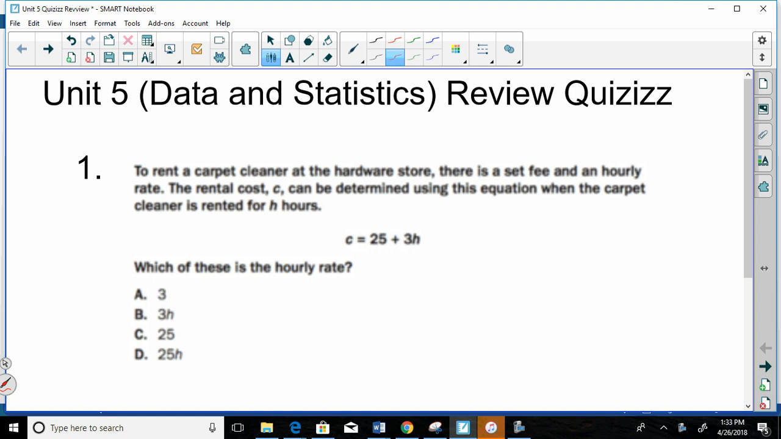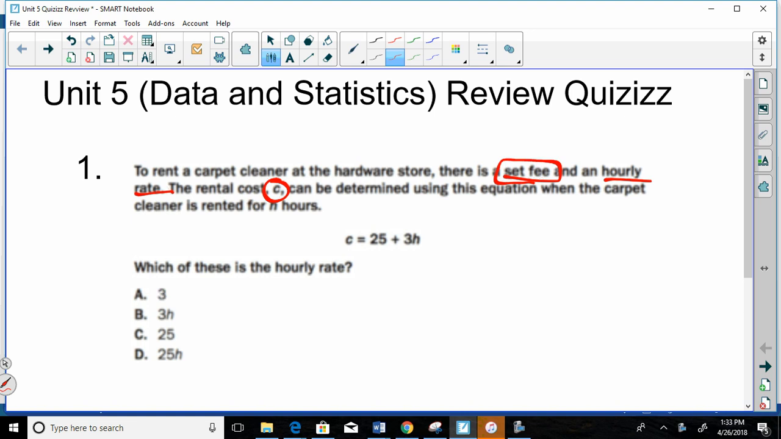First one. It says to rent a carpet cleaner at the hardware store. There's a set fee and an hourly rate. The rental cost, C, can be determined using the equation when the carpet cleaner is rented for 8 hours. So, what is the hourly rate?